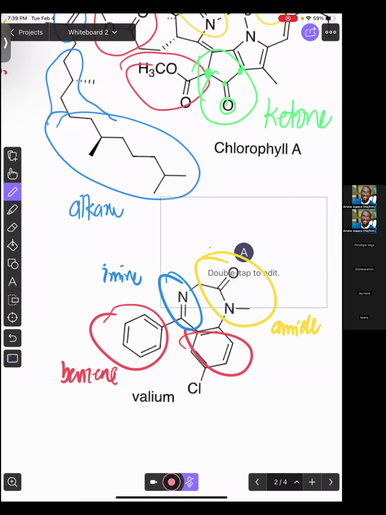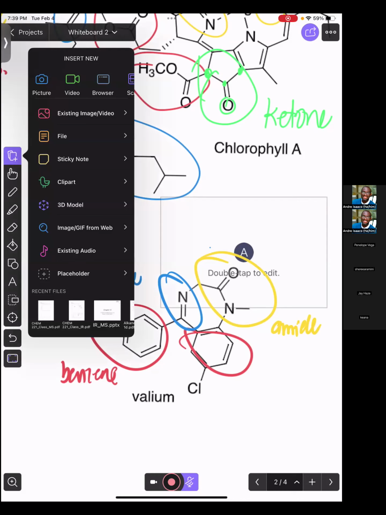So very nice job, everyone. Give yourself a round of applause if you can identify these functional groups. I am very, very impressed.